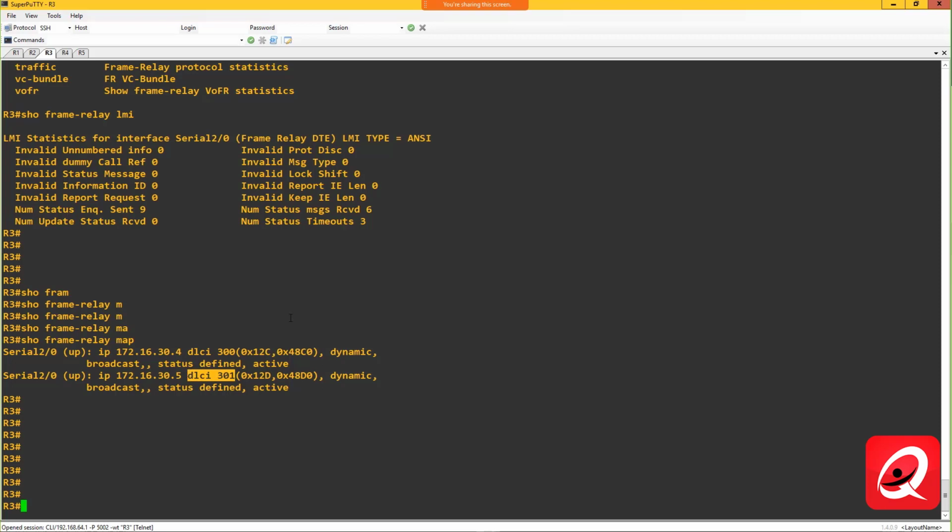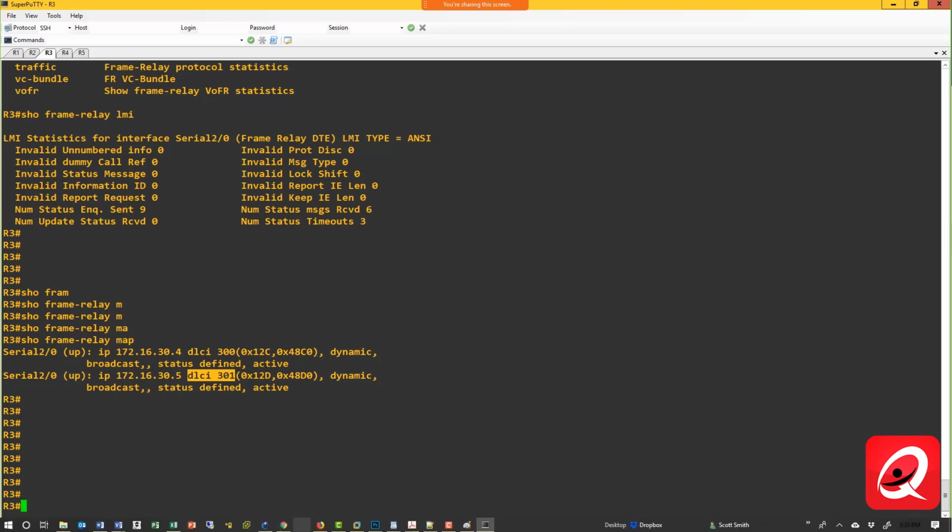Remember, these DLCIs are layer 2 addresses. They're not layer 3 addresses. They simply identify the entrance of the tunnel to the frame relay provider. So as this router is encapsulating data and it's sending it over to the frame relay switch, it's encapsulating it with a stamp of the particular DLCI on that interface. Okay? In this case, then the service provider is going to look at those encapsulations.